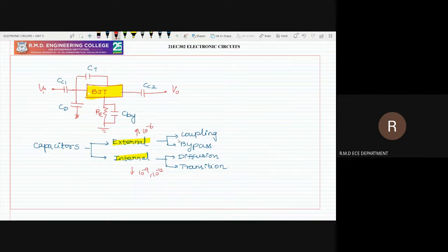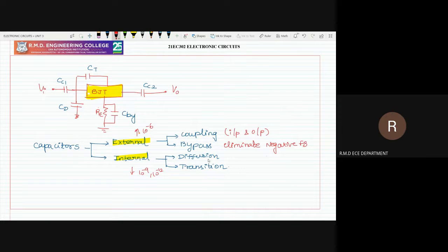The external capacitors are classified into two types, coupling and bypass. Coupling gives the input and output direct relationship, and bypass will eliminate the negative feedback biasing. Thereby, your gain will increase.